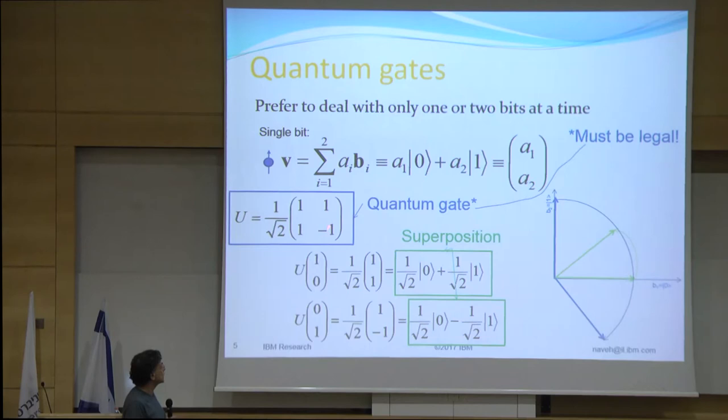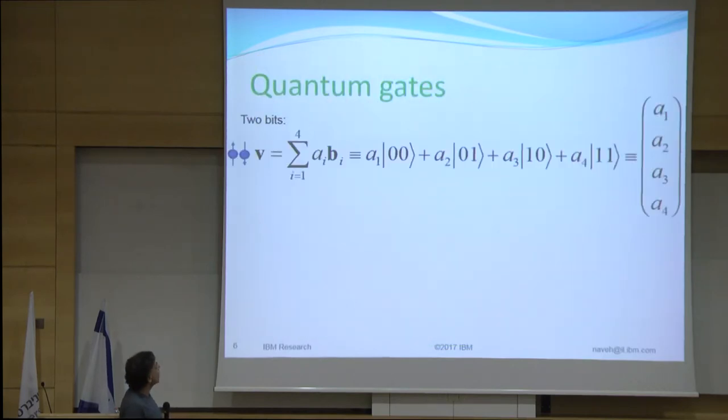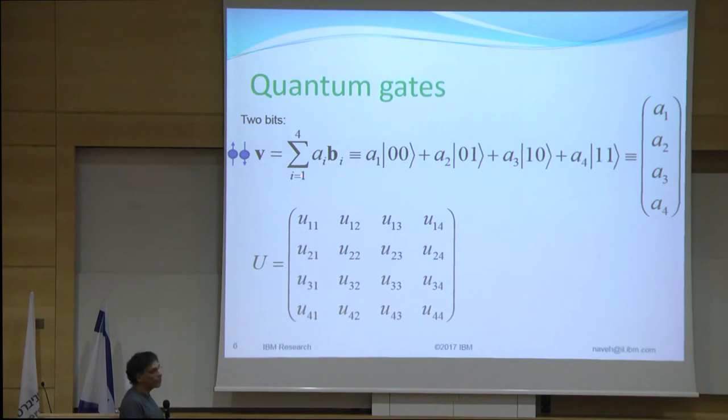For example, it must be reversible. This is what physics tells me. And that's it. Okay, switching gears even further. Sometimes we have two-bit gates. By the way, if we wouldn't have any two-bit gates, we would not have universal quantum computing. We could not do anything that a Turing machine can do. So we must have at least one two-qubit gate. And then we have a 4x4 unitary matrix, and so on and so on.